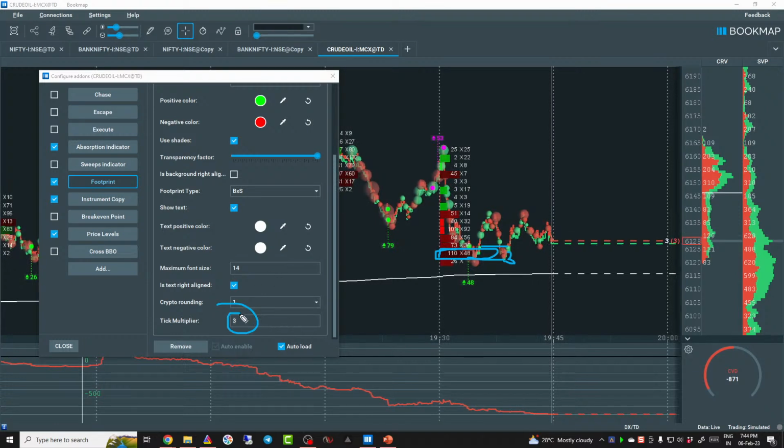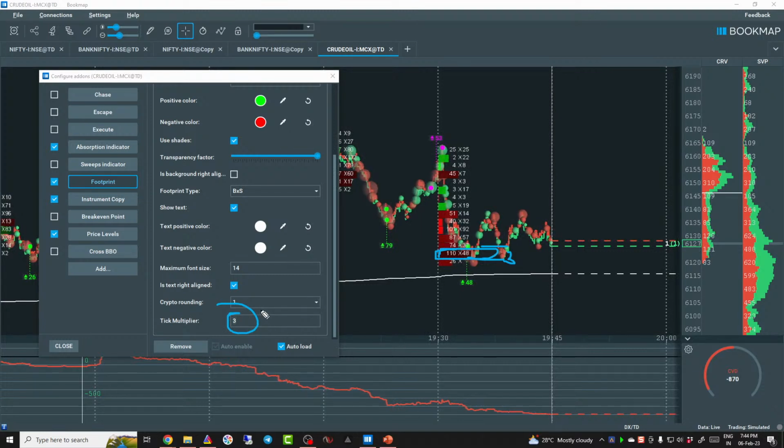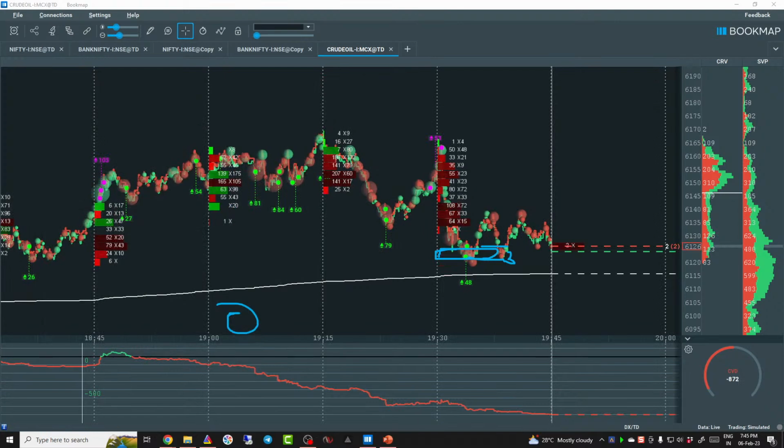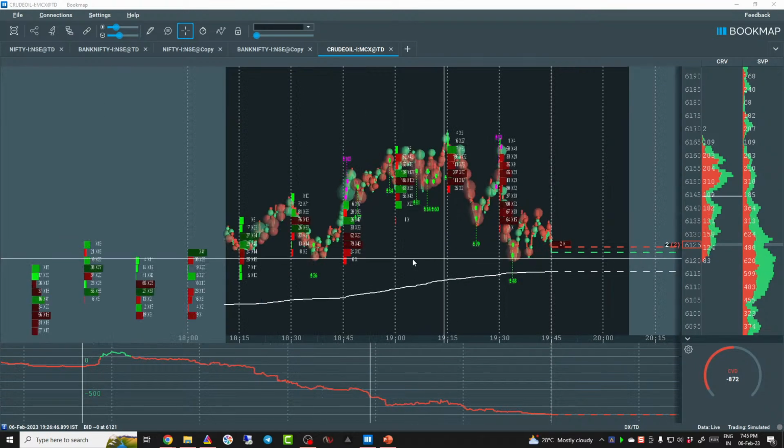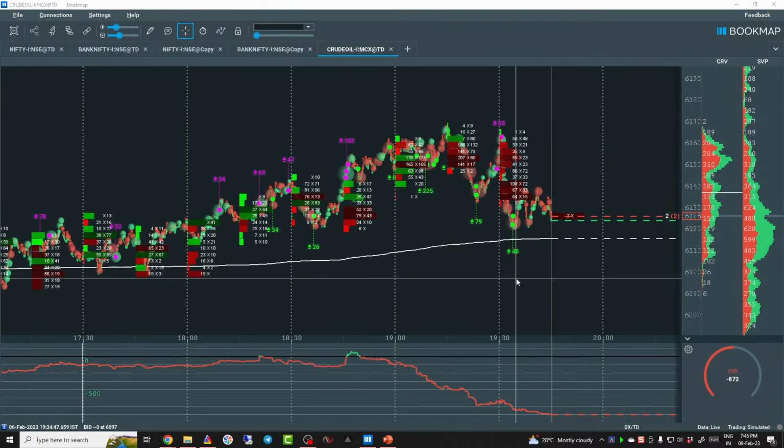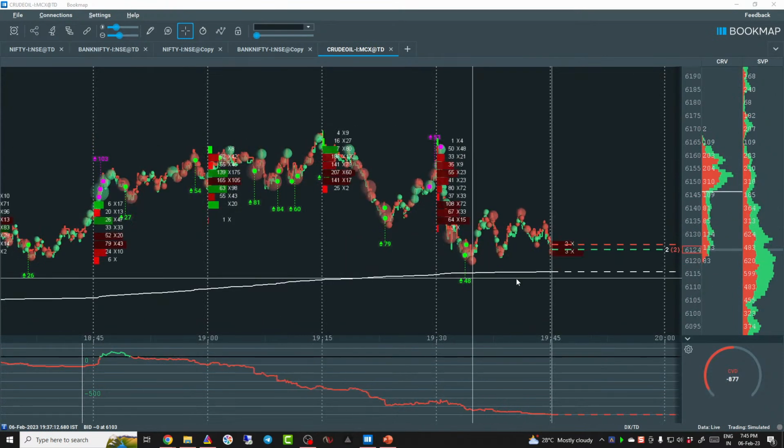So for Nifty I'm using it as 3, for Bank Nifty I'm using it as a 6 multiplier, provided our tick size is 1. Okay, so now the question is how we can use this information so that we can effectively utilize it when it comes to practical trading. All right, so how to do that? For that, the basic understanding is very critical.